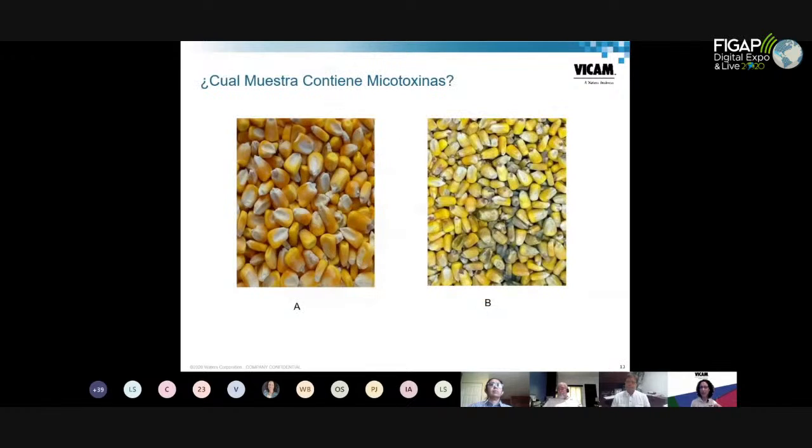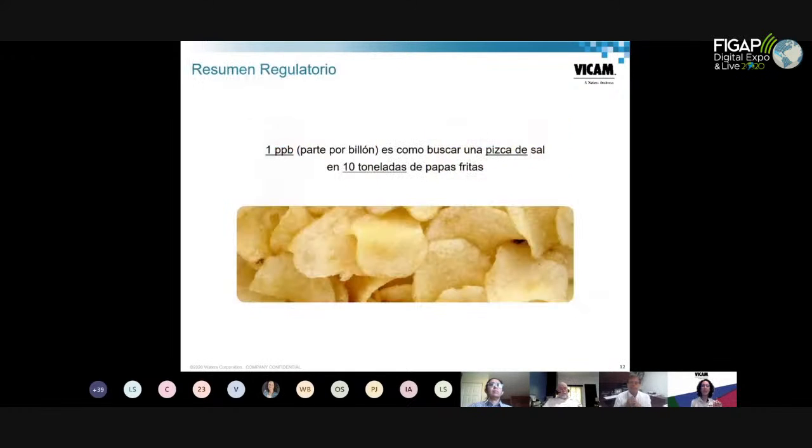So we're looking for a very, very small amount of toxin in a very, very large sample. So that's why sampling is so important for correct determination.